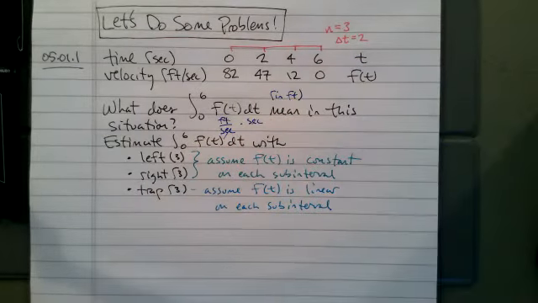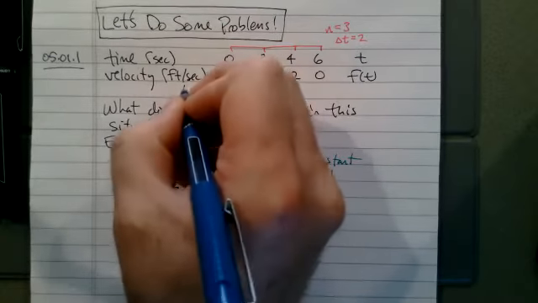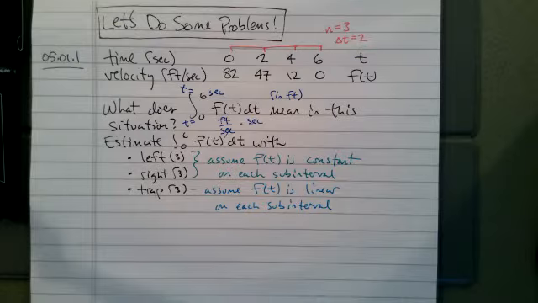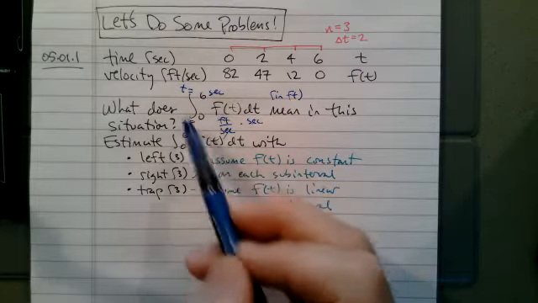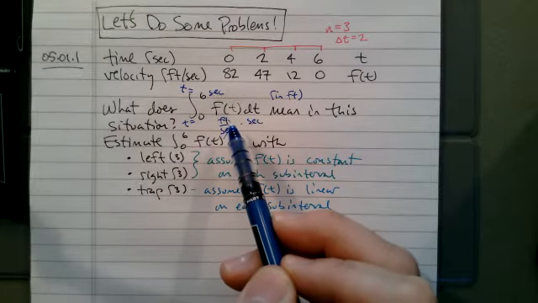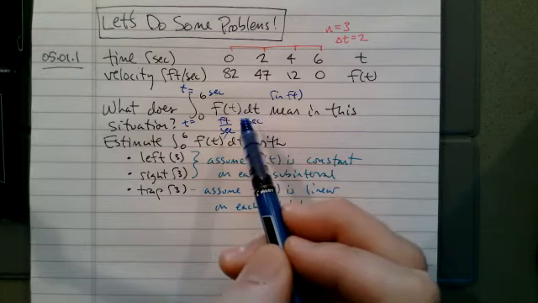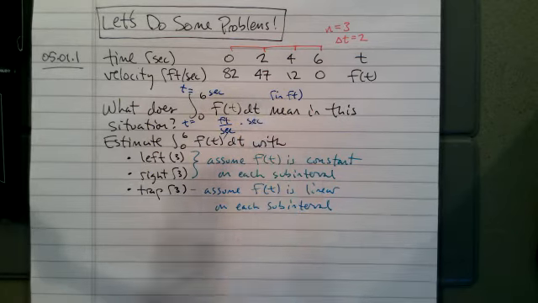The 0 and the 6 are significant as well. These are both times, from t equals 0 to t equals 6, and t is measured in seconds. So the velocity is the rate of change of position in feet per second. So the definite integral will be the change in position from 0 to 6 seconds.